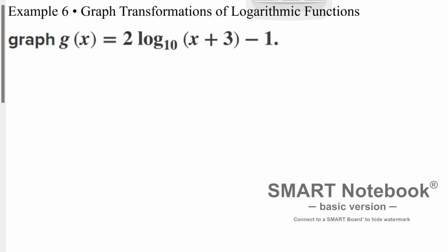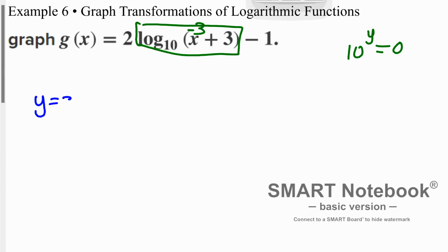See, there's a pattern here. Log base 10 of this. It's like, no, I can't plug in -3 because 10 raised to what is 0 never happens, right? So that's my vertical asymptote. So that is y equals -3. So 1, 2, 3. So it's never going to cross that line.